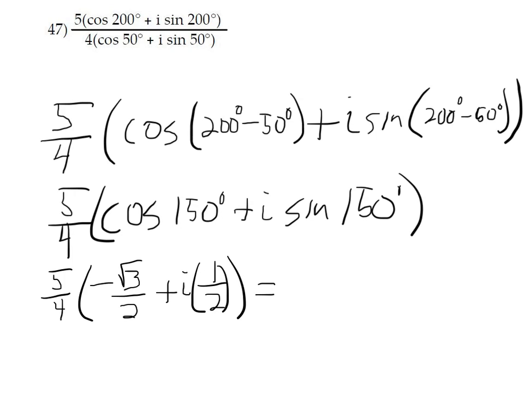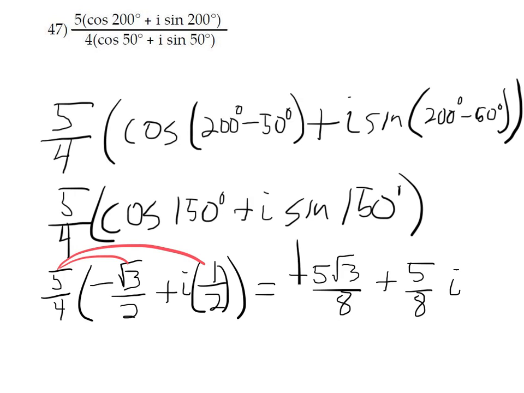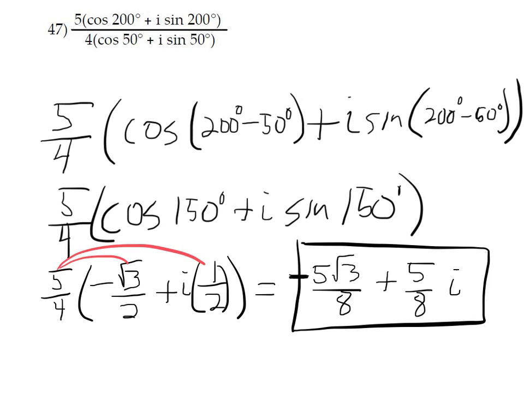So we now distribute the 5/4, and we get negative 5 square root of 3 over 8. So that would be this, plus 5 over 8 i, and that would be this. And I didn't mean to cross out my negative sign. That is our answer. Okay, great.